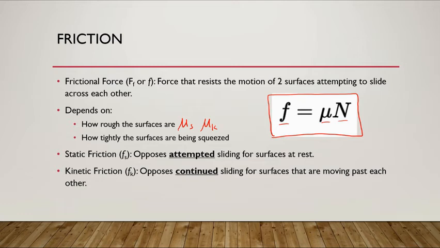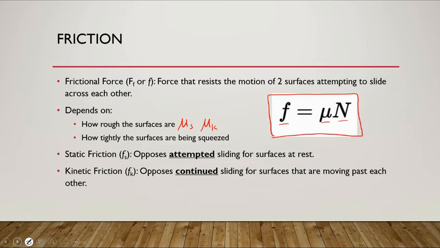Now, we have two different types of friction, and that's what I talked about just briefly ago. We have our static friction, which opposes the attempted motion or the attempted sliding. So static friction is friction that exists when something is stationary. Static friction is the friction that keeps you from being able to move an object. Kinetic friction is your friction in motion. Kinetic friction is the friction that opposes continued sliding for surfaces that are moving past each other. So kinetic friction is friction in motion.